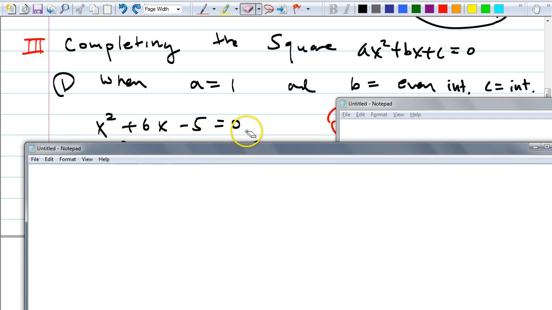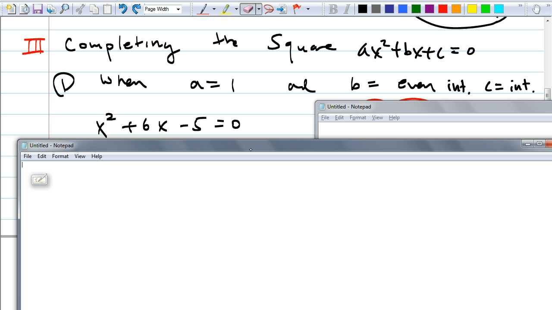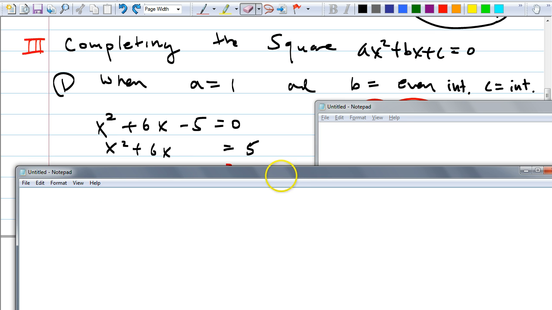Okay, so something like this. Is this a good one to use the completing the square method? Yes. You have a equals 1, b is 6. So what should I do first, by the way? Add 5. Add 5, so you've got to get rid of that 5. And then you see how when b is even, it's kind of nice. So Michael, what do you want to add to both sides?